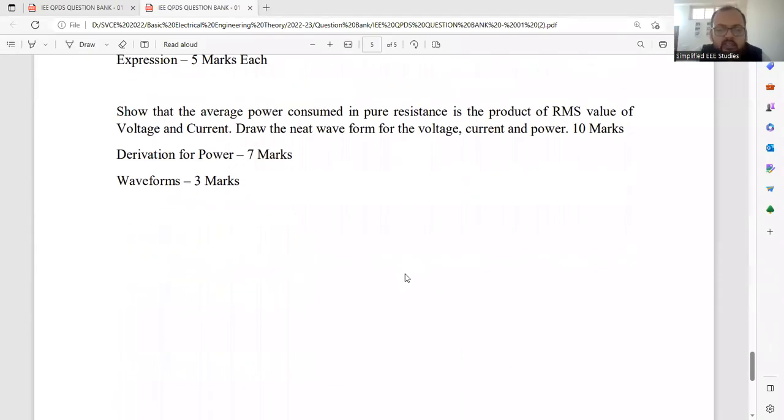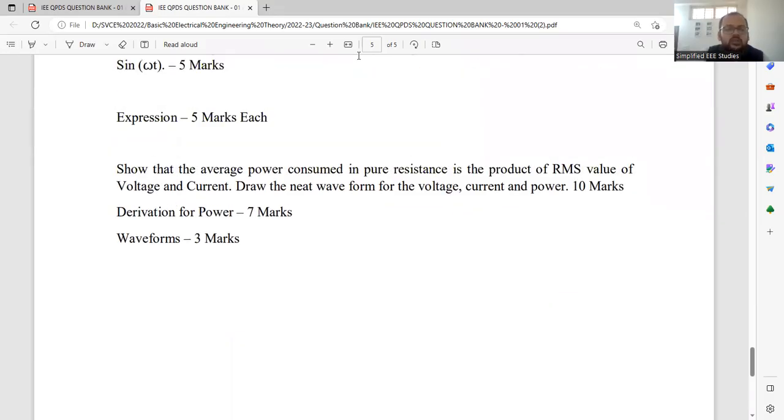Refer my lecture series. Show that average power consumed in a pure resistor is the product of RMS value of voltage and current. Draw the neat waveforms of the voltage, current and power. 10 marks will be getting. Derivation of power, 7 marks. Waveforms, 3 marks. So that's also simple.